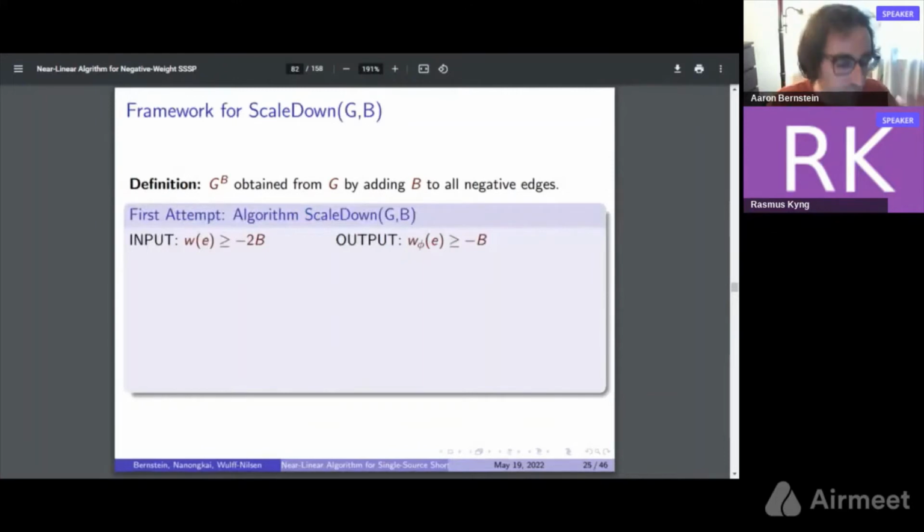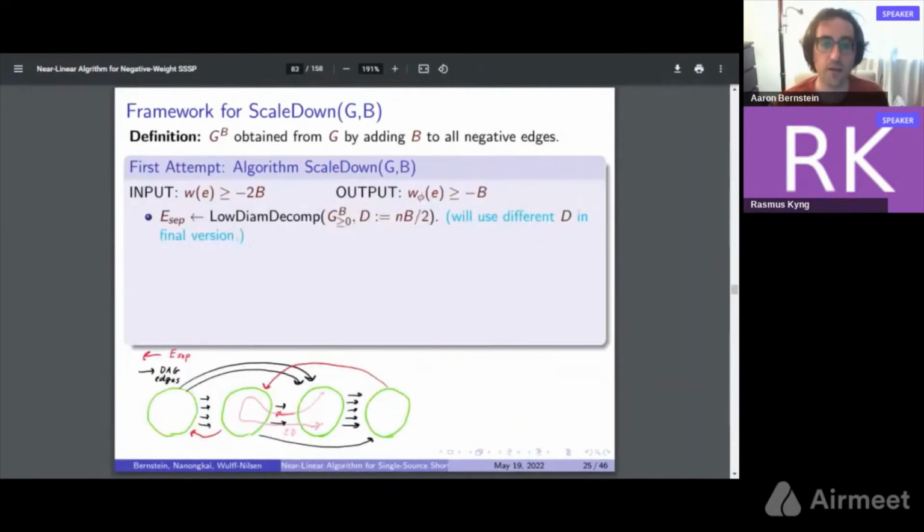Okay, so let me give the basic framework of how scale down is going to work. This is kind of repeating what I said before a bit. So we have this definition of a graph GB. We have these input and output properties. So the first thing we're going to do is compute a low diameter decomposition. The parameter D is going to change a little later, but basically for some parameter D, we take the graph GB and then round up all the edge weights to 0 so we can apply the low diameter decomposition.